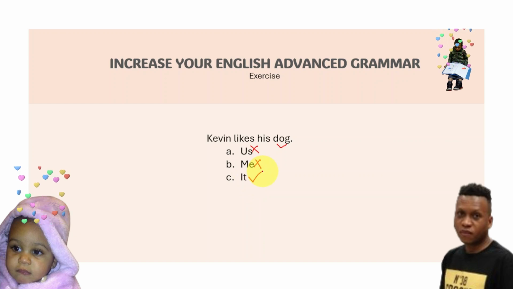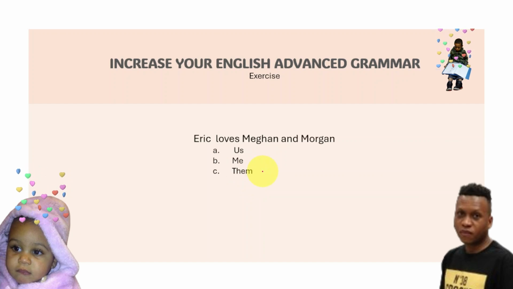Next one, Eric. Eric loves Megan and Morgan. We put a period here at the end. Eric loves Megan and Morgan. Us, wrong. Me, wrong. Them, the correct one. Eric loves Megan and Morgan. This one is Megan, Morgan.